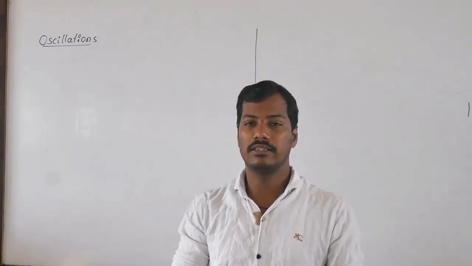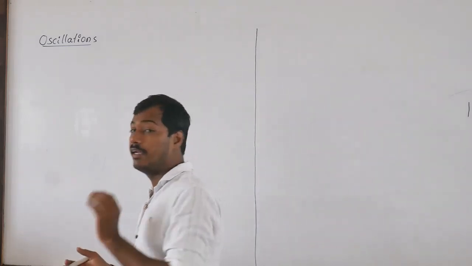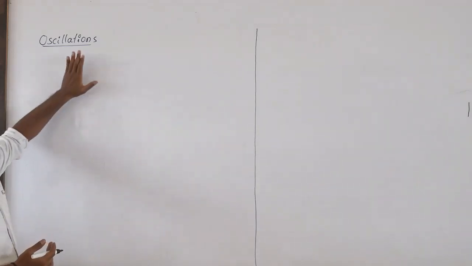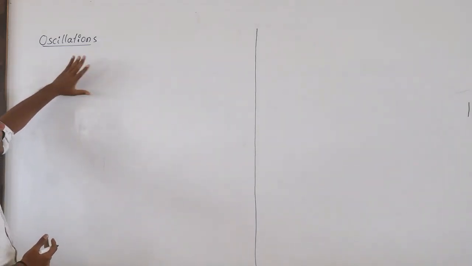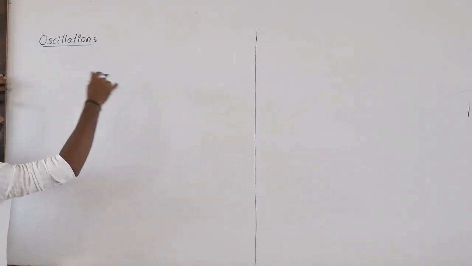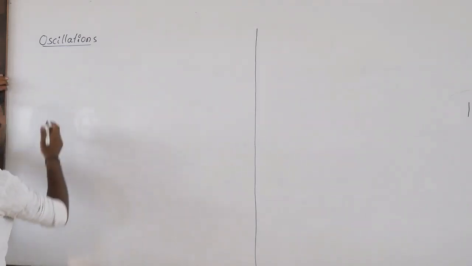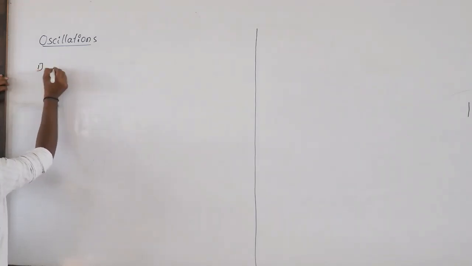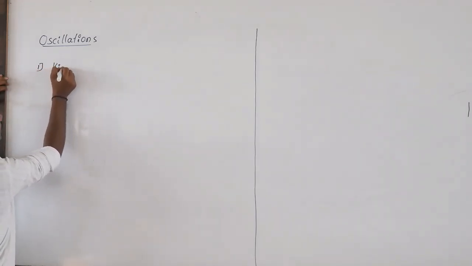In the last class, we discussed the kinetic energy of a particle executing simple harmonic motion. Its form is already derived. Now, the first one, types of energy: the first one is nothing but the kinetic energy.